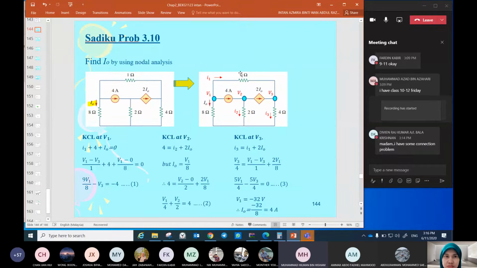The reference node is usually where many branches connect. For example, for this question, it is at the bottom, at the 2 ohm resistor. A reference node is 0 volt. Oh, it is grounding. Yes, so the voltage is 0.